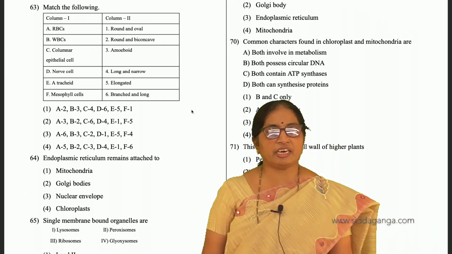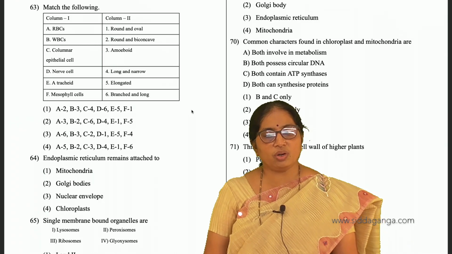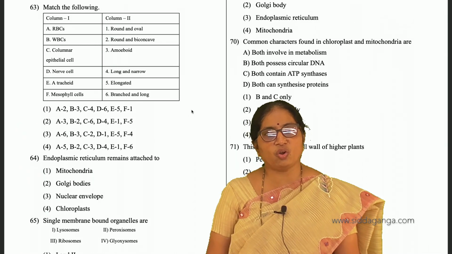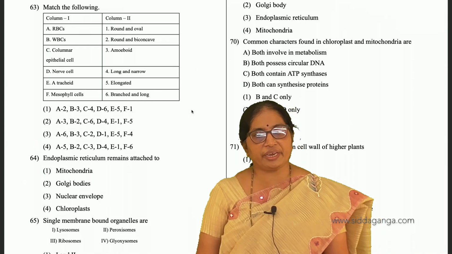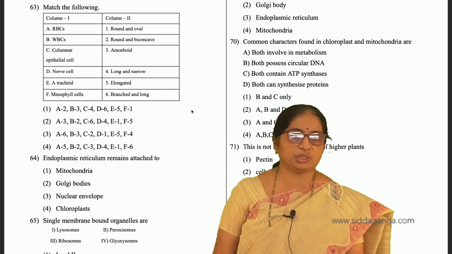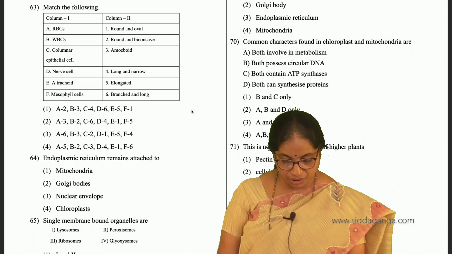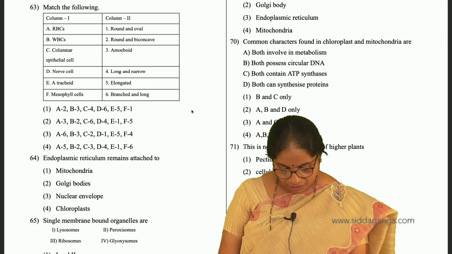So once again, RBCs, they are round and biconcave. WBCs, they are amoeboid. Columnar epithelial cells, they are long and narrow. Nerve cells, they are branched and long. Tracheid, they are elongated. So option 1 matches with the question number 63. Next, question number 65.